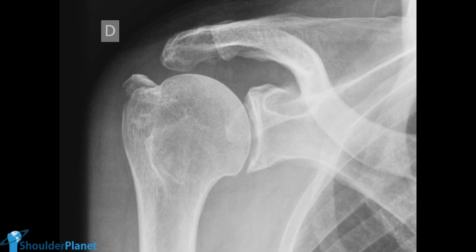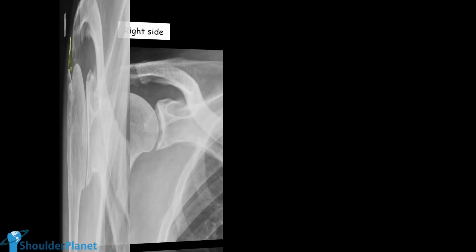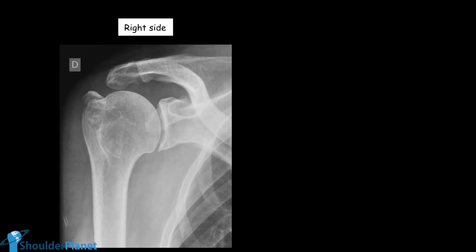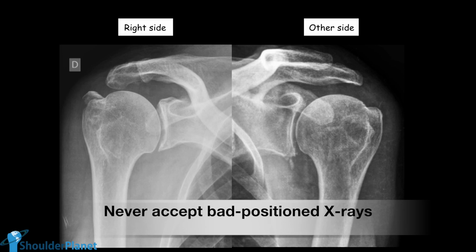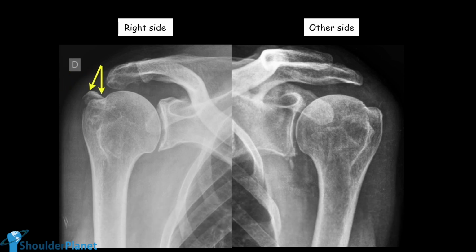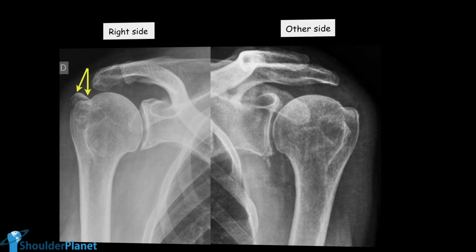So here we are seeing a greater tuberosity fracture with more than 5 millimeters of displacement. She loved to swim, so I didn't want to give a chance, and I indicated surgery. This is the right side, the affected side, and this is the unaffected side. And it's very important for us always to be very harsh to obtain proper images, as we are seeing in this case. And here we are seeing the greater tuberosity fracture.